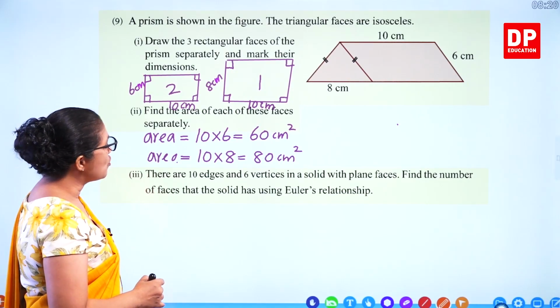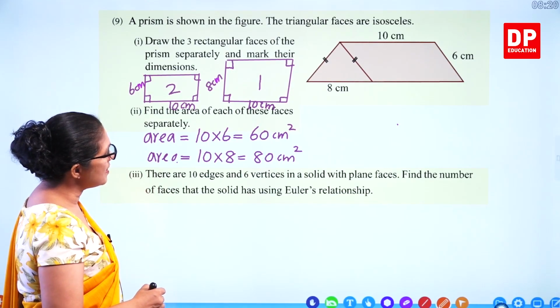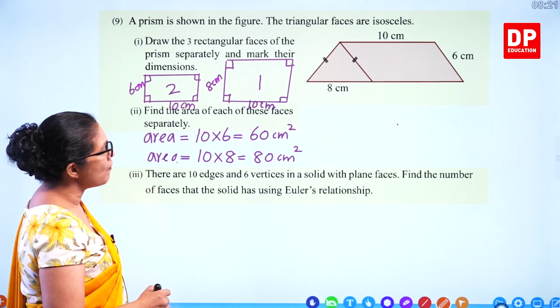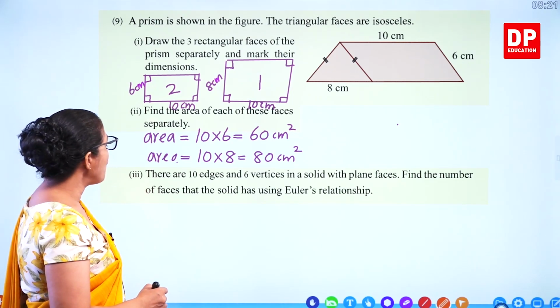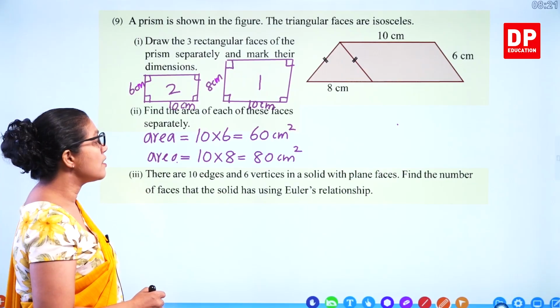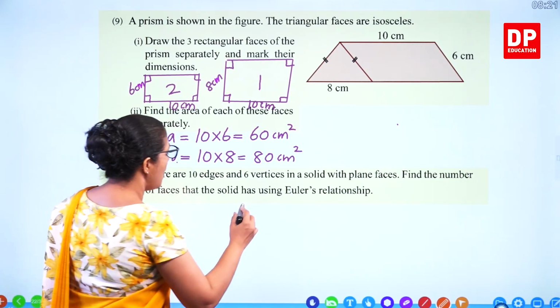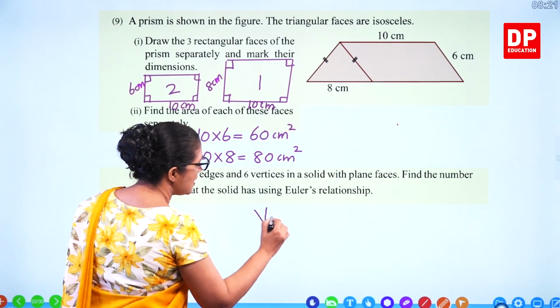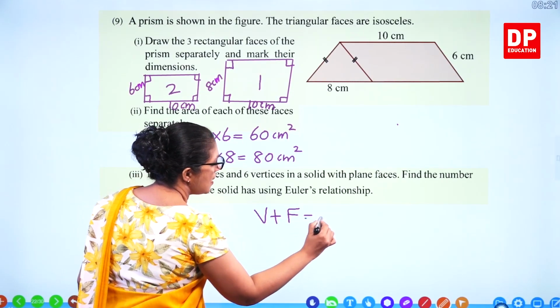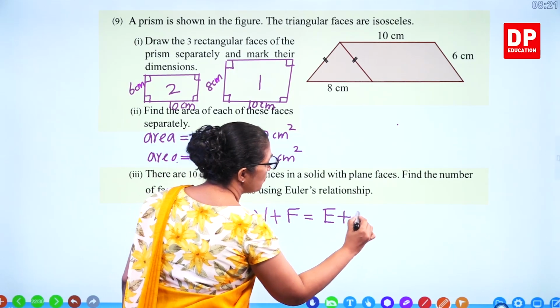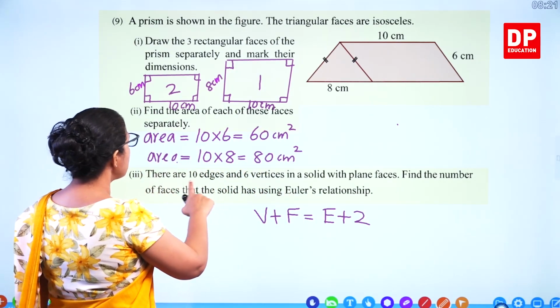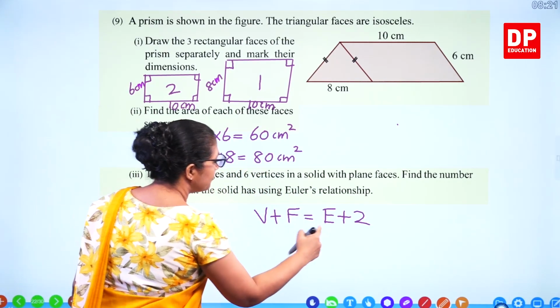There are 10 edges and 6 vertices in a solid with plane faces. Find the number of faces that the solid has using Euler's relationship. So what's Euler's relationship? Vertices plus faces is edges plus 2. It says 10 edges. So this is 10.